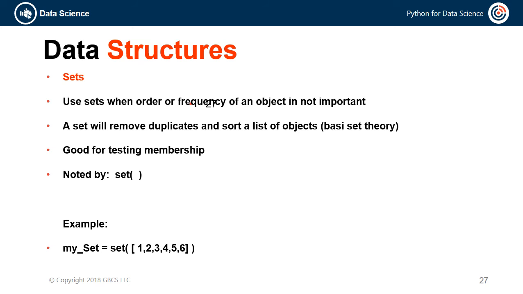The fourth data structure we will look at is sets. Sets are preferred when we want to test membership, and the order or frequency of the values is not important. Sets remove all duplicates and sort the values of a list in sequential order from smallest to greatest.